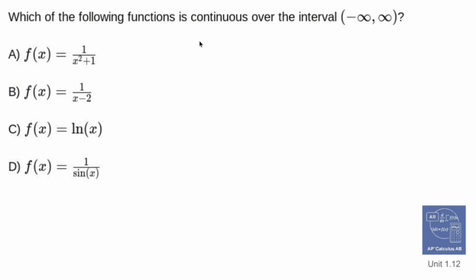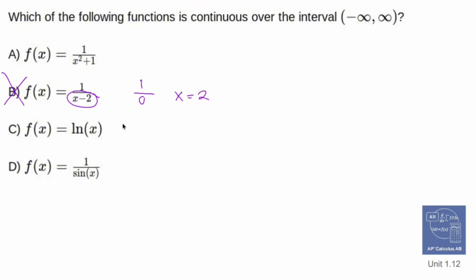Which of the following functions is continuous over the interval negative infinity to positive infinity? Now, what we are looking for is at any point, is it undefined, or at any point do I not have part of the graph? Let's take a look at the ones that I know are discontinuous. If I were to take a look at B, look at the denominator. If I were to plug in 2, I would get 1 over 0 at x equals 2, which means this is going to be discontinuous at 2, so B is not an option.